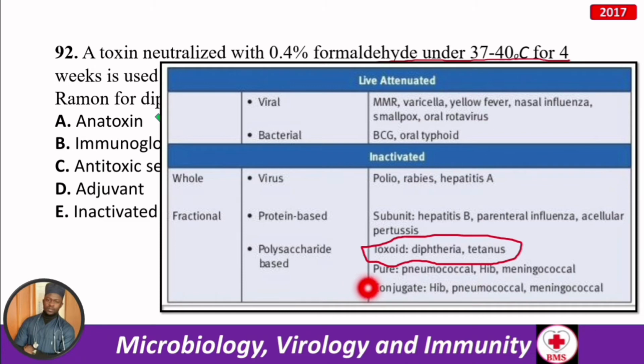This one is Haemophilus influenzae type B vaccine, meningococcal. And in conjugate, you also find Hib again, Haemophilus influenzae type B, pneumococcal and meningococcal. So you find these in either pure form or conjugate form. You don't need to memorize this whole thing, but if you can pick 2 or 3 things there, it will work.